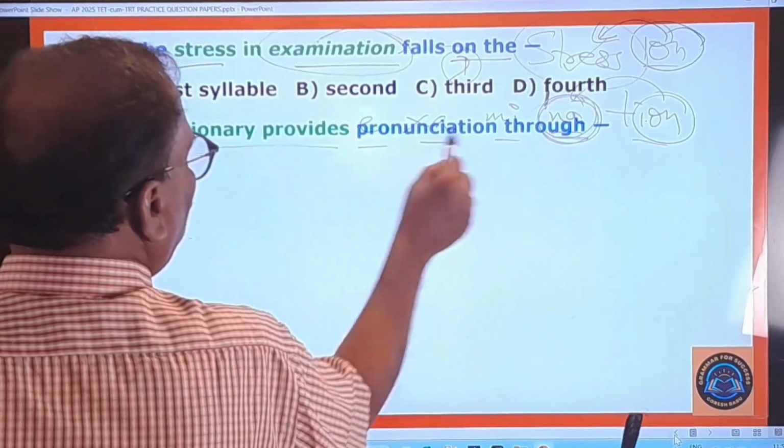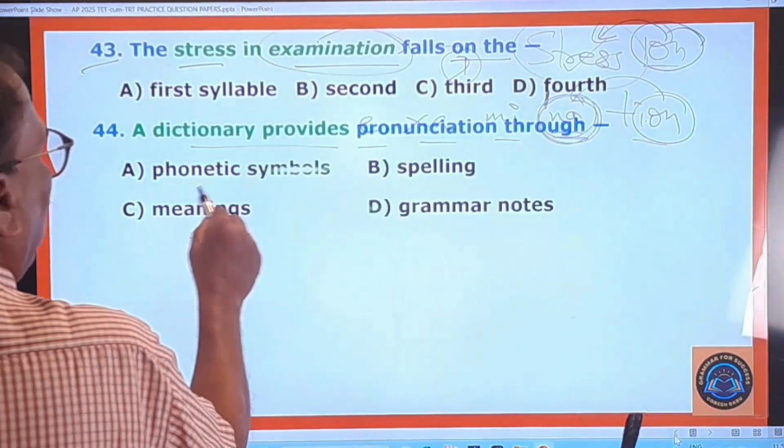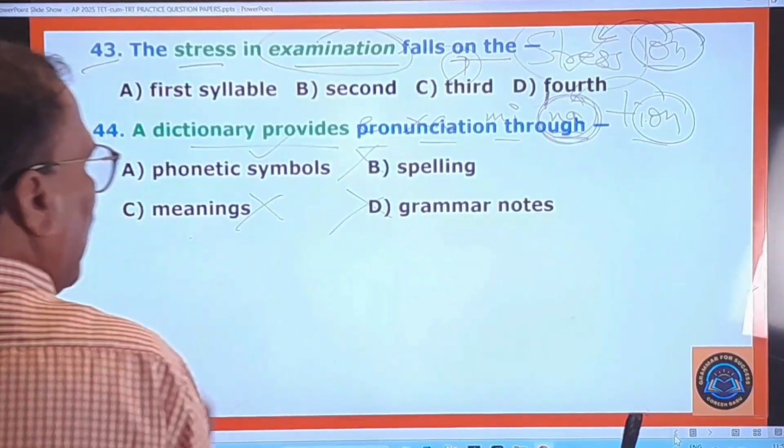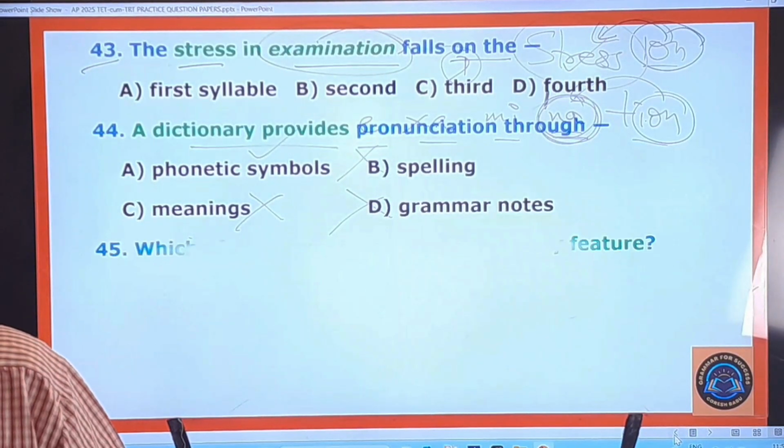A dictionary provides pronunciation through how? Here, phonetic symbols. The very first one is the right one, not through spelling, not through meanings, not through grammar notes.